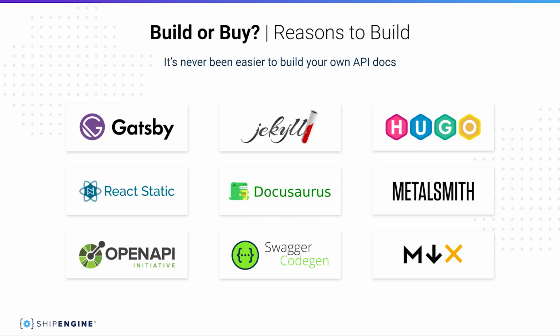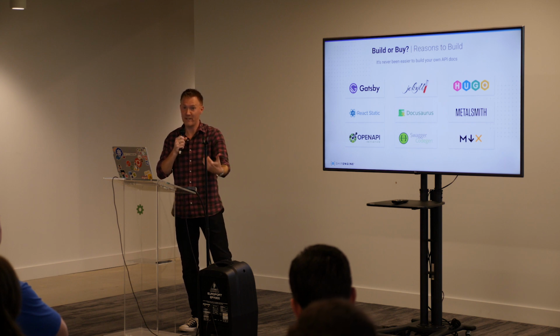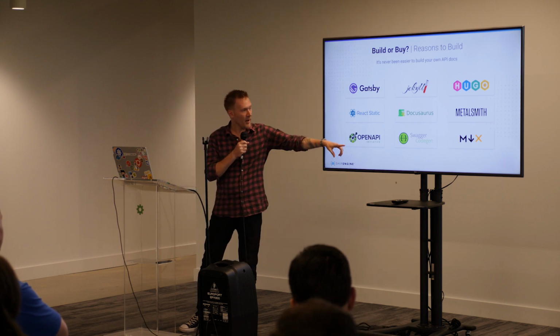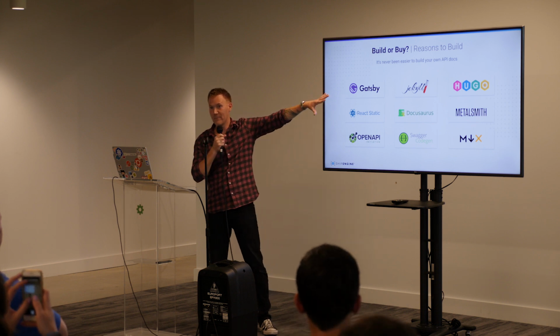Jekyll, Hugo, Metalsmith, they're all your more traditional static site generators, and then Docusaurus, great name, is tailored specifically to documentation. So it's got some cool features like being able to have multiple versions of your documentation, that kind of stuff. This bottom row here is just tools that you can use with these to build docs yourself, right?